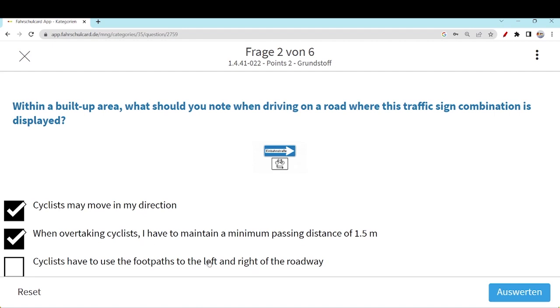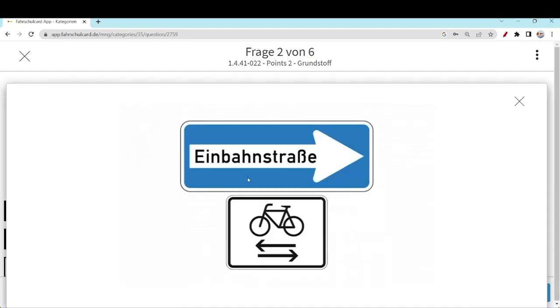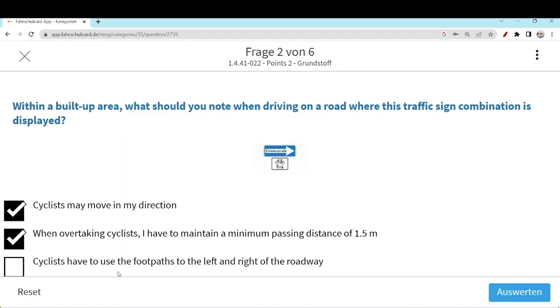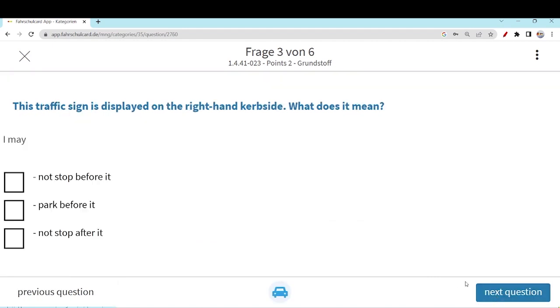Cyclists have to use the footpath to the left and right of the roadway. There is no indication that cyclists need to use the footpath. Otherwise, there is a different traffic sign for cyclists on the footpath. We have already discussed this a lot. There is no sign, so cyclists will be on the roadway, coming and traveling on both sides. So this option is anyhow not correct. Let's move to the next question.